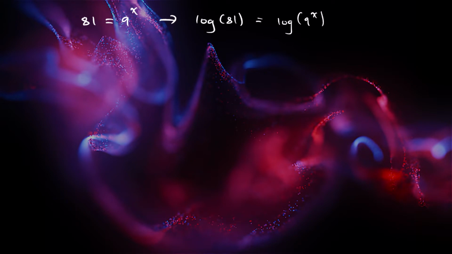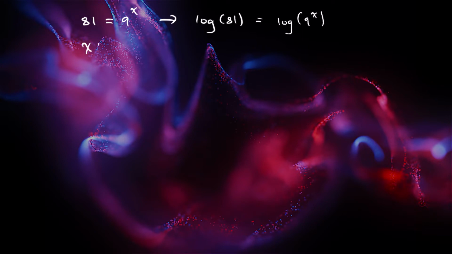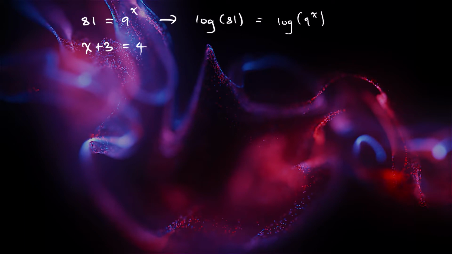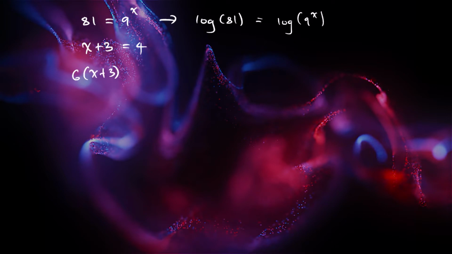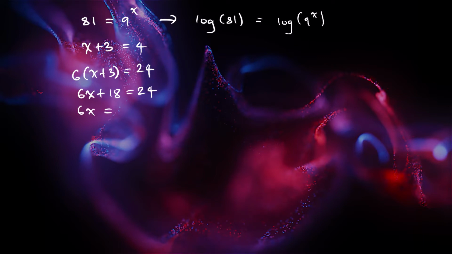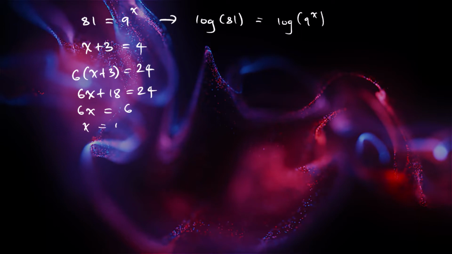And you might be thinking, well, why can we do this? Let's consider just a simple equation. Let's say we had x plus 3 is equal to 4. Now we know the solution of this is x is equal to 1, because 1 plus 3 is 4. What happens if I multiply both sides by 6? 6 times 4 is 24. If I expand this out, I get 6x plus 18 is equal to 24. Then, if I solve this, 6x is equal to 24 minus 18, which is 6, and therefore x is equal to 1. So it doesn't matter what I do.